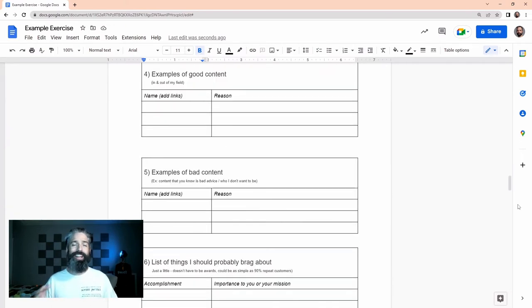Number four is a big one, and I suggest you spend some real time on this, and that's examples of good content. And I get it, good and bad are a relative scale, but it's your brand, so you get to decide. Go out into the world, search the topics related to what you want to be known for, and see who's doing it well, so that you have a sense of where you need to be able to compete. You're going to add the reason why you think it's good, because when you go to create your own content, those reasons are going to be very helpful.